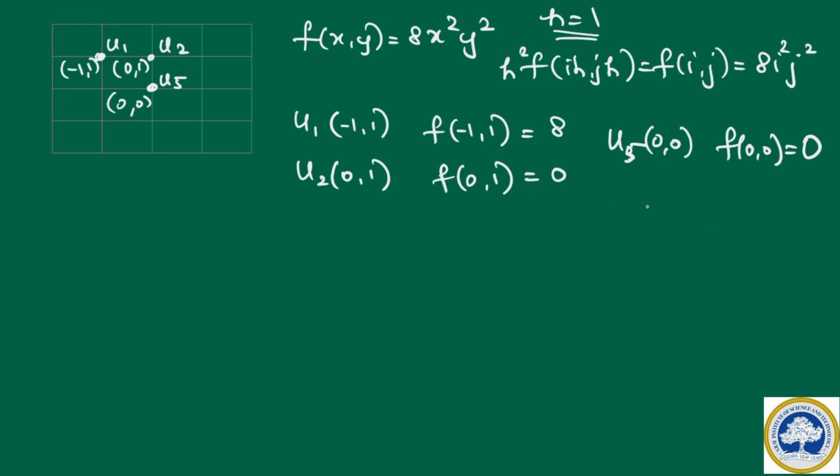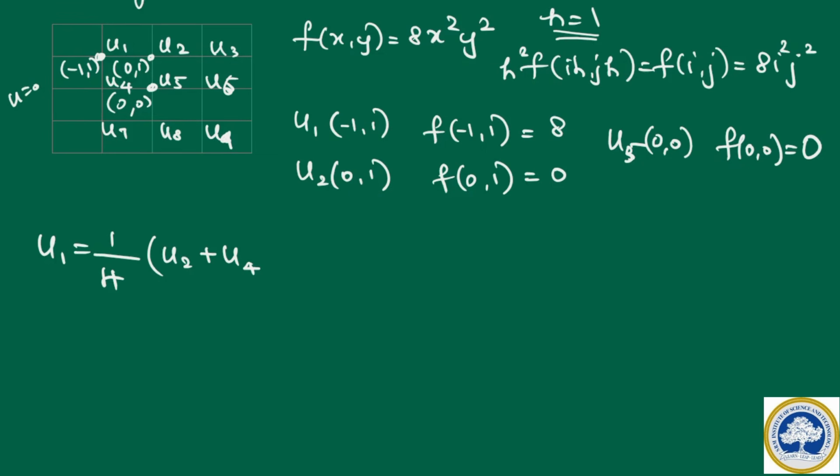So now after finding the function value, we can write down the formula for u1. As I said, it is 1 by 4 into, what are the adjacent points here? This is u1, u2, u3, u4, u5, u6, u7, u8, u9, right? For u1 it is 1 by 4 into u2 plus u4, because the boundaries are 0, so no need to bother about the boundaries. Anyway, 0 plus u2 is u2, so I am writing u2 plus u4 minus the function value.